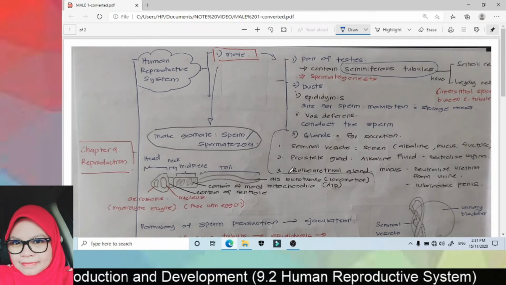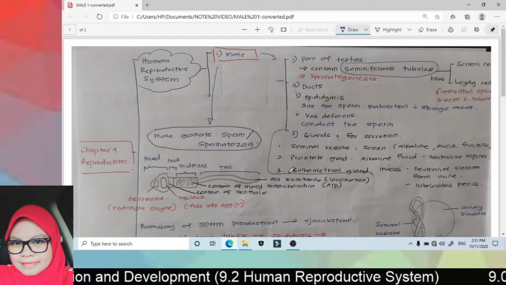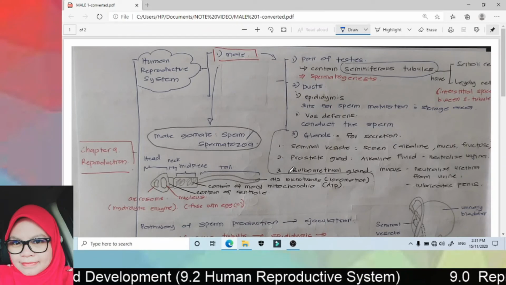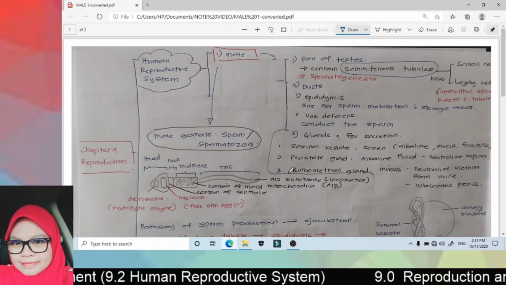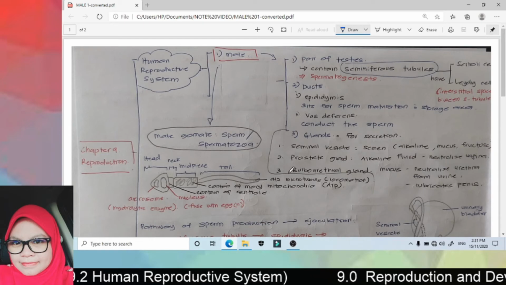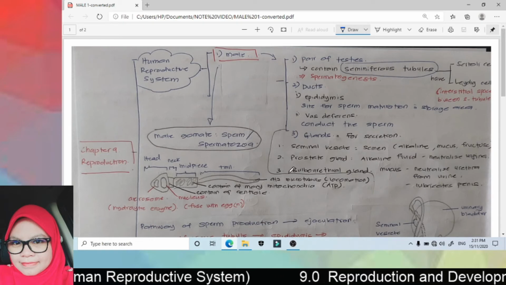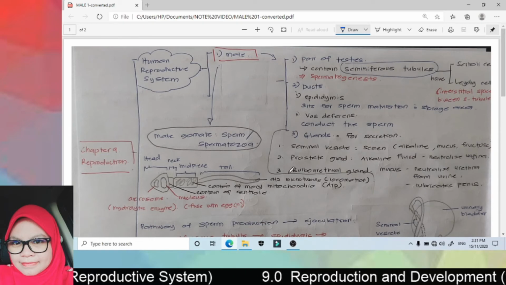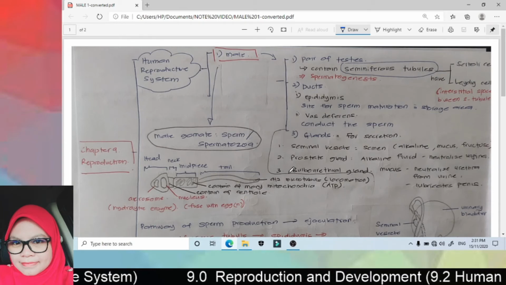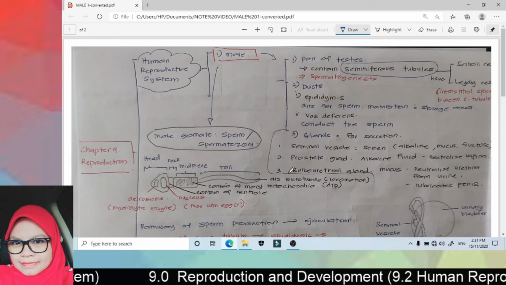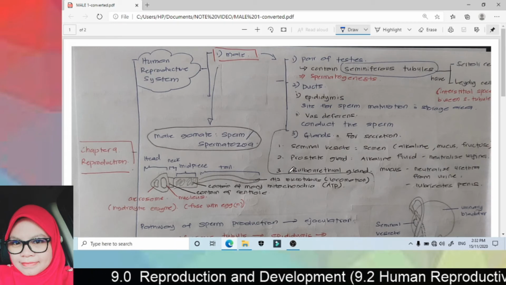Hi, Assalamualaikum warahmatullahi wabarakatuh. Now, let's continue with subtopic 9.2 Human Reproduction System. Actually, this subtopic is really great because we're going to learn what happens in our body. For this subtopic, we have two parts. The first, we're going to discuss male, and then followed by female.